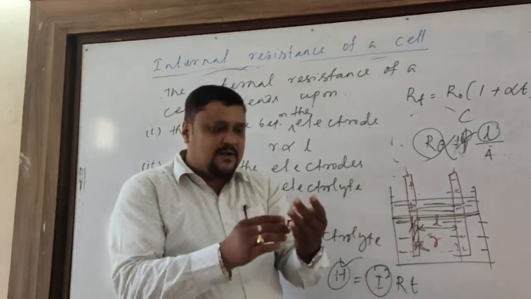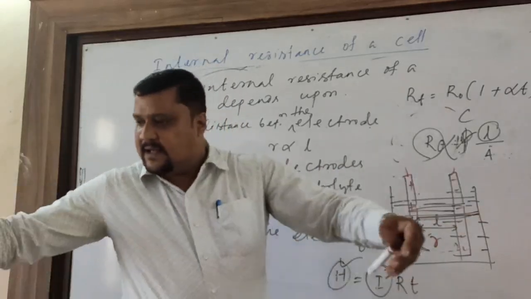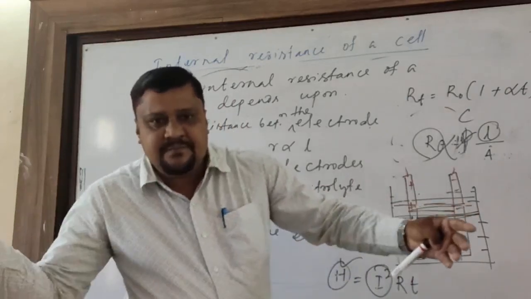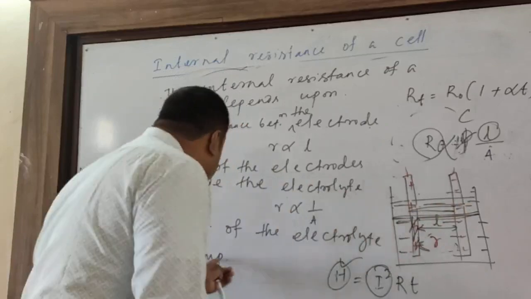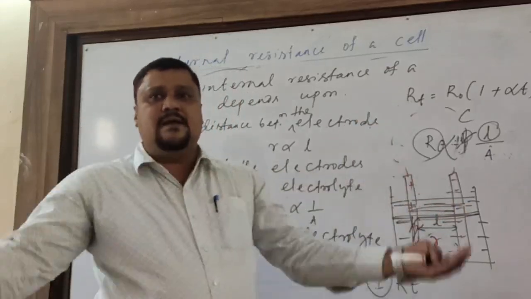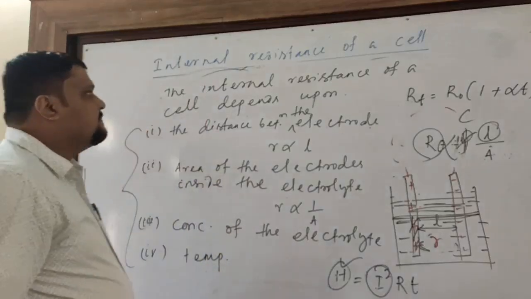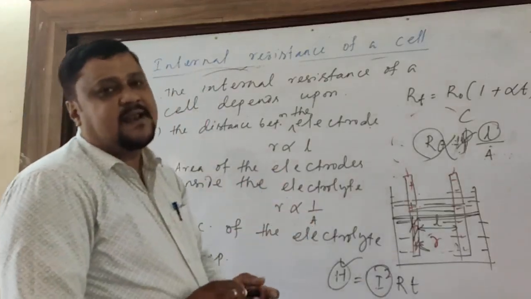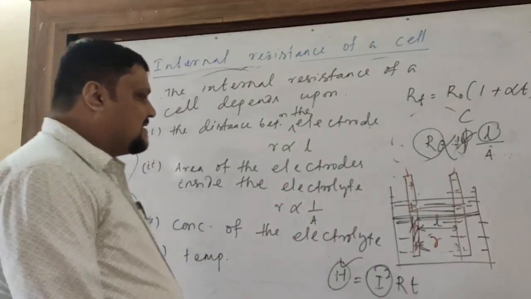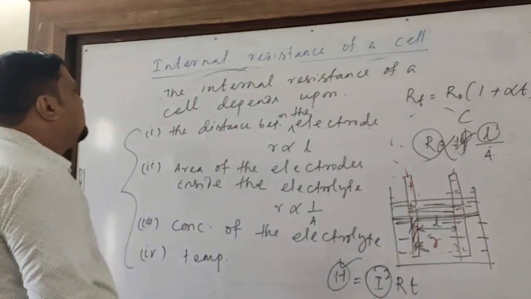That's why when we are using the cells, they should be in the open region. There should be ventilation so that the electrolyte does not get heated. If it gets heated more and more, it will rust. So these are the factors on which the internal resistance of the cell depends.